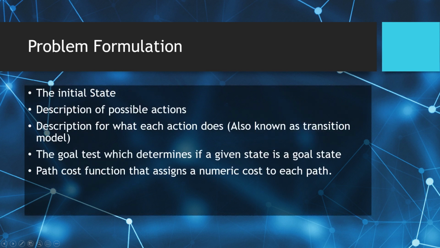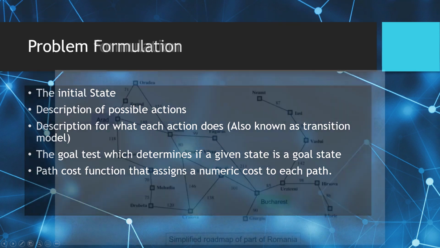We can define a problem by using these five components: the initial state, a description of possible actions, a description of what each action does, the goal test which determines if a given state is a goal state, and the path cost function that assigns a numeric cost to each path. For now, let's just take note of these components for problem formulation. Let's study what each component is by using an example.